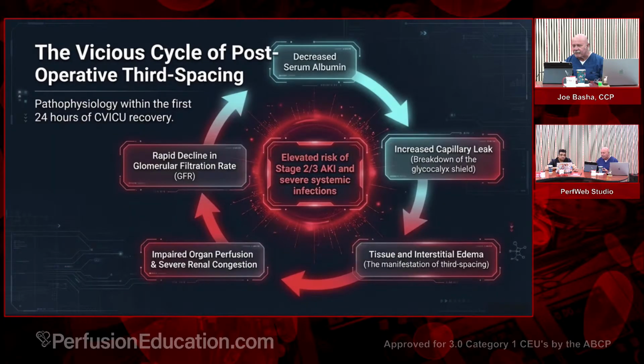The vicious cycle of postoperative third spacing, decreased serum albumin, increased capillary leak, breakdown of the glycocalyx shield, tissue and interstitial edema, impaired organ perfusion because you essentially develop compartment syndrome in your organ parenchyma, and you can't feed the microcirculation, which leads to dysfunction, rapid decline in GFR as far as the kidneys are concerned, which then continues to, of course, the liver stops working as well. It decreases the albumin even more, and this just continues to go. Elevated risk of stage 2, 3 AKI and severe systemic infections is the ultimate problem.